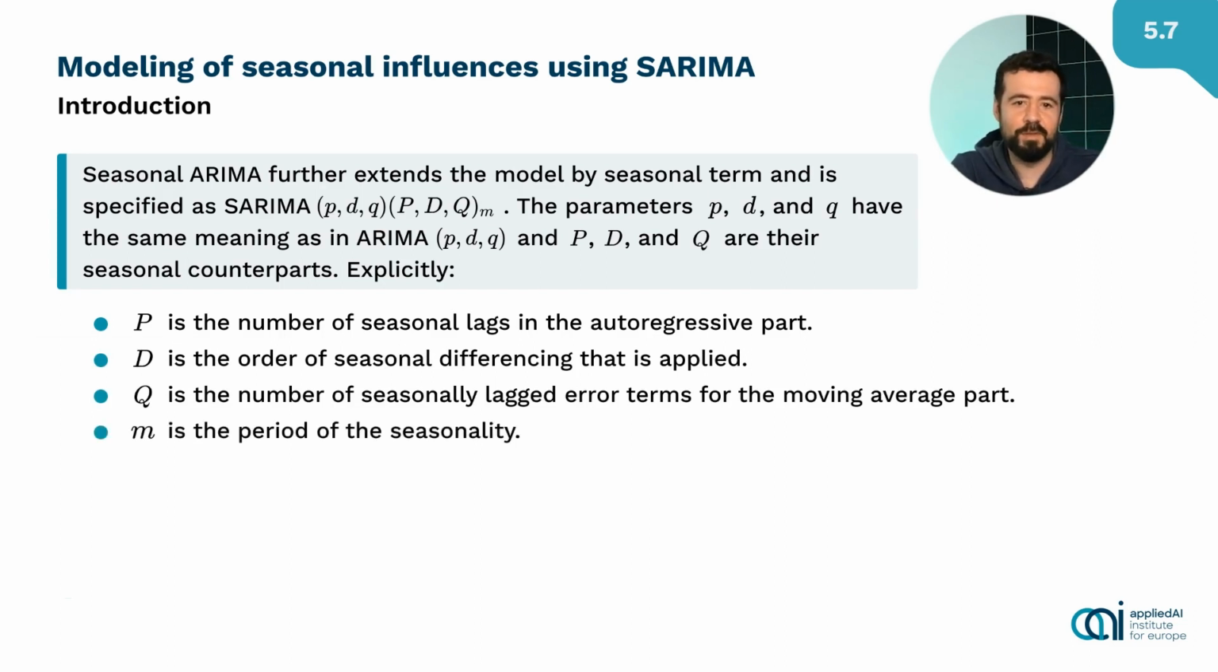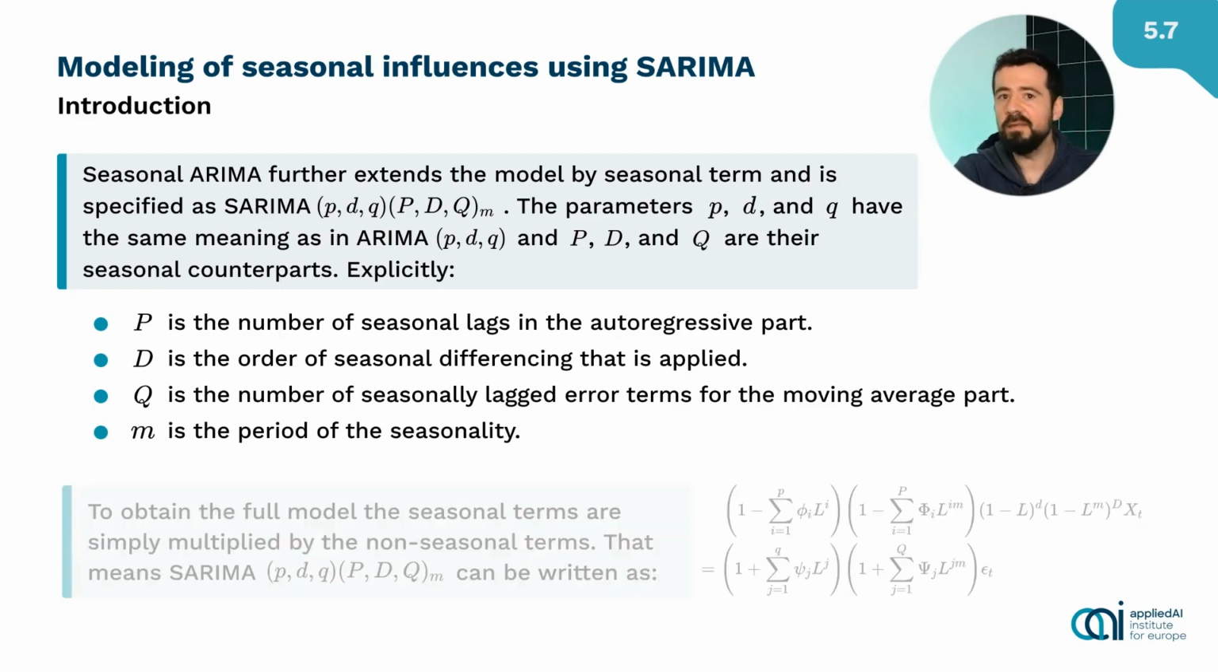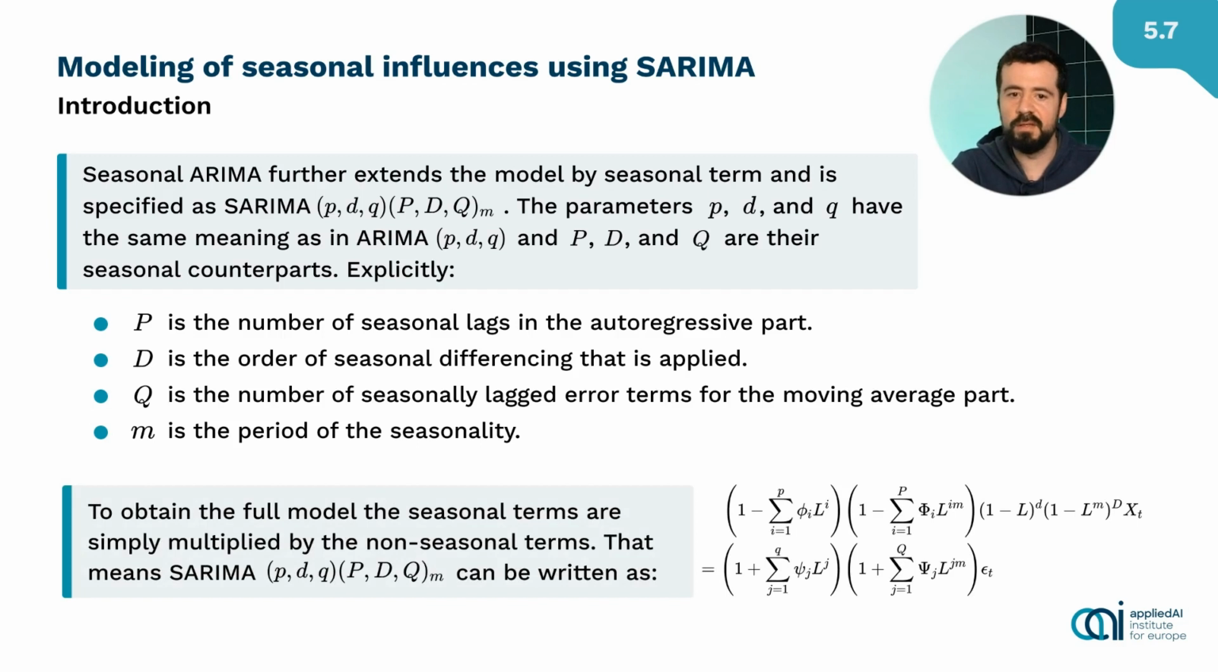Additionally, we have this parameter M, which gives the period of the seasonality. So given that, we can directly write down the SARIMA model, which you see on the right here. Now the equation starts to look a little bit cluttered, but no worries, let's look at the components and everything should become rather clear.